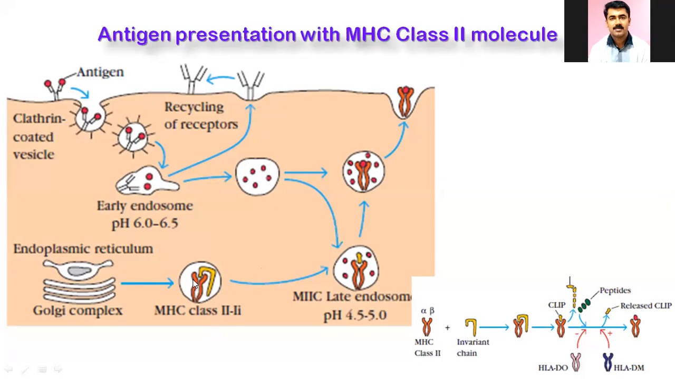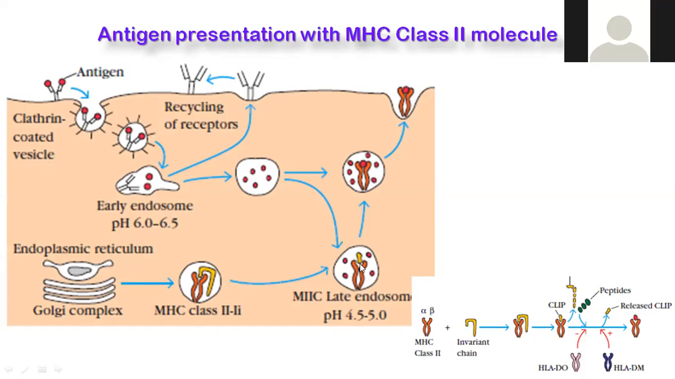So here, the MHC class 2 molecules, once they are synthesized in the endoplasmic reticulum and post-translationally modified, can bind with a very important molecule called invariant chain, so that they can preserve their three-dimensional structure. Then the same complex fuses with the lysosomal degradation compartment, so that the invariant chain is cleaved into small pieces. Only what is left is the CLIP.